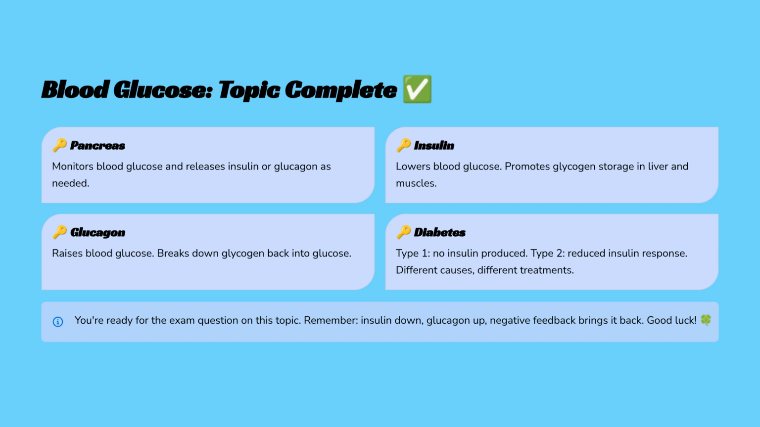Remember the key roles of the pancreas, insulin, and glucagon, and the distinction between the types of diabetes. You are now prepared for related exam questions. Good luck!